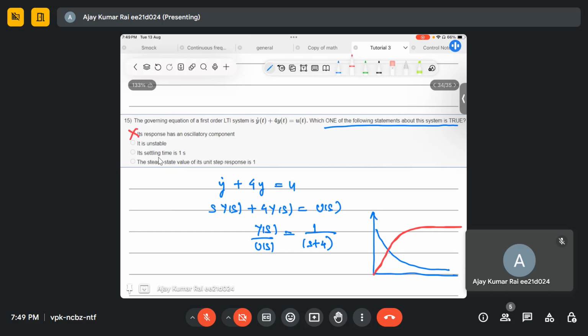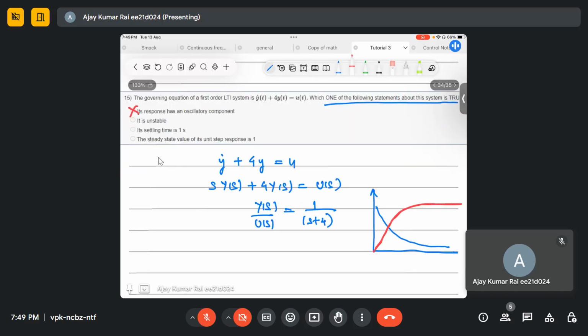Its response has an oscillatory component. No, oscillations means if you're getting this type of response, then this is called an oscillatory response. That we will see in second order system. But in the first order system, if you see the red waveform, you're not getting any oscillatory response for any input. So that's why its response is not oscillatory, and the first option is incorrect.